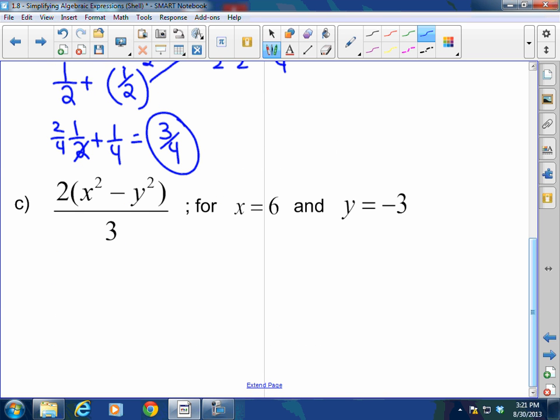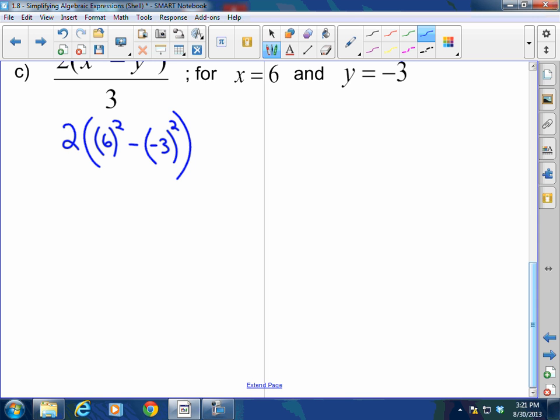Okay. 2 times parentheses x squared minus y squared, close parentheses, divided by 3, where x is 6 and y is negative 3. Literally, plug in the values that were given to you into each variable. So 2 times, remember, it has an exponent, so I'm going to encapsulate it in parentheses, 6 squared, minus, remember, it has an exponent, so I'm going to encapsulate it in parentheses. Now, order of operations. We first got to do what's inside of the parentheses, okay? But inside of the parentheses, I have exponents.